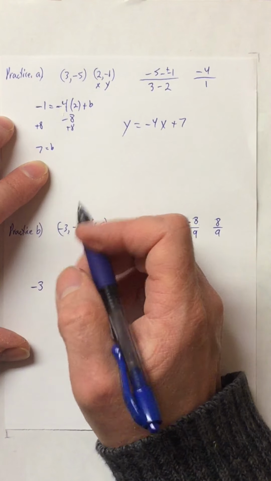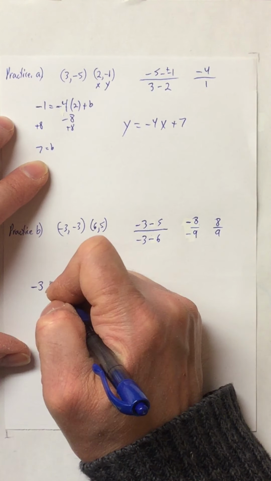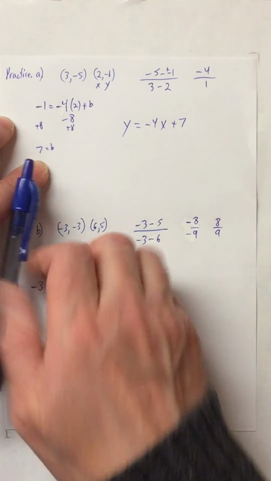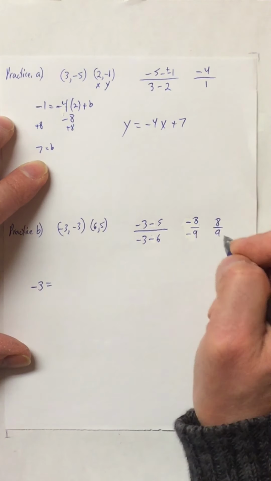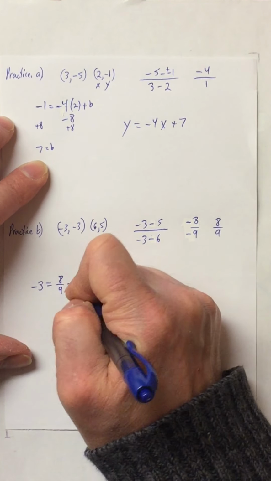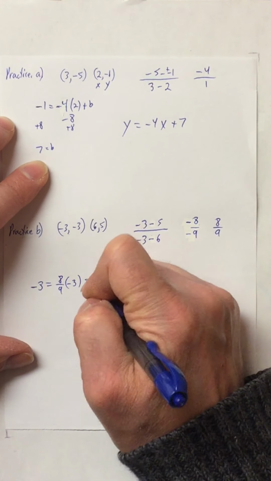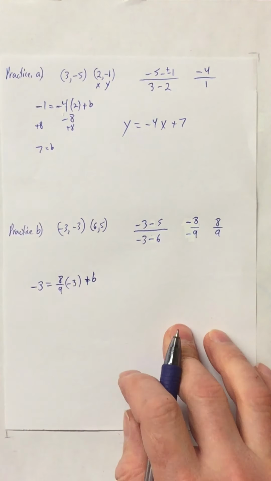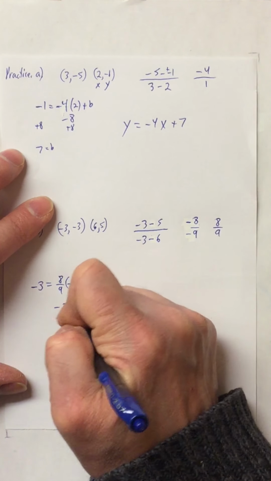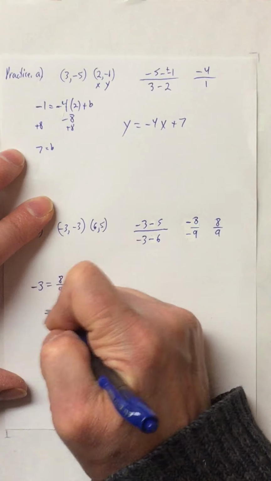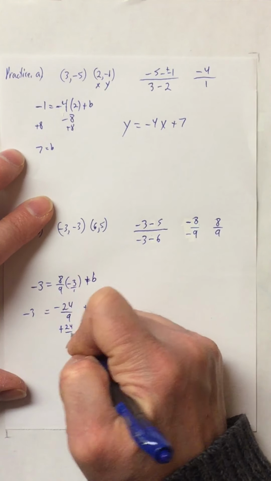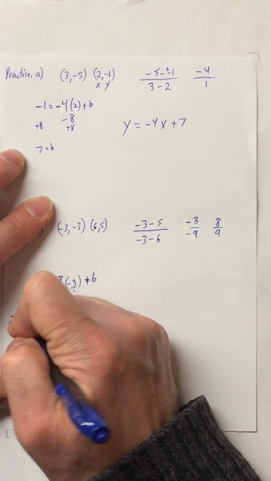So negative 3 is equal to my slope, 8/9, my x value, negative 3, plus my intercept. Okay, so let's multiply these together. We get negative 24/9 equals negative 3 plus b. There's a negative here, so I've got to add 24/9 to both sides.